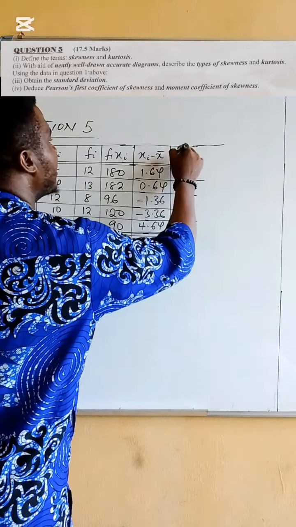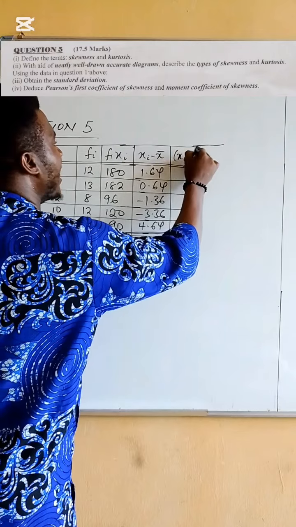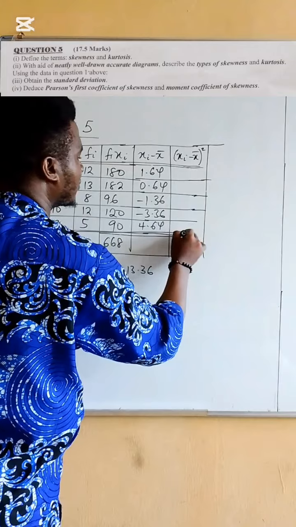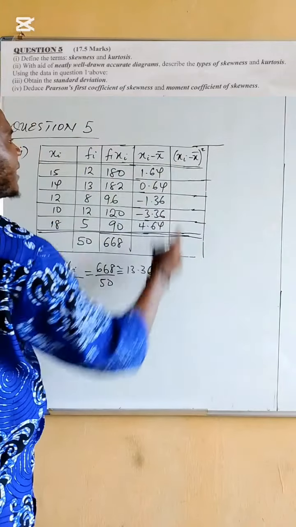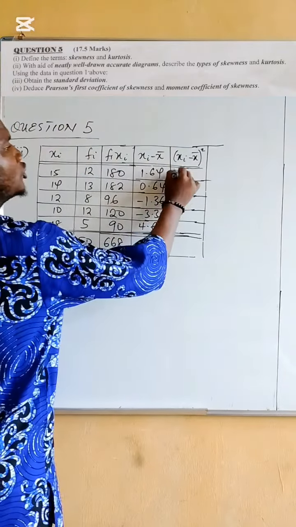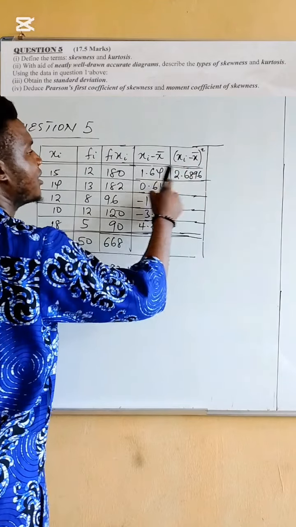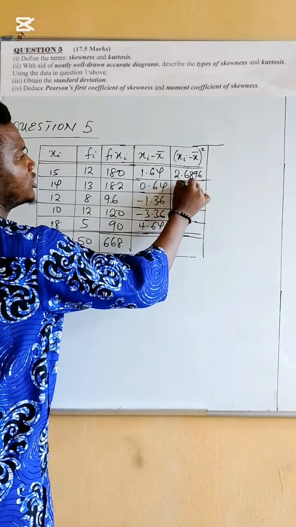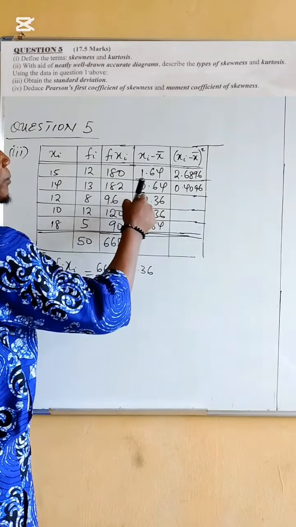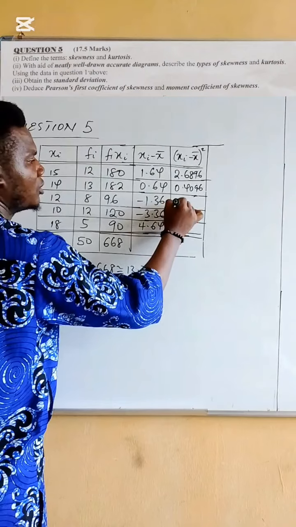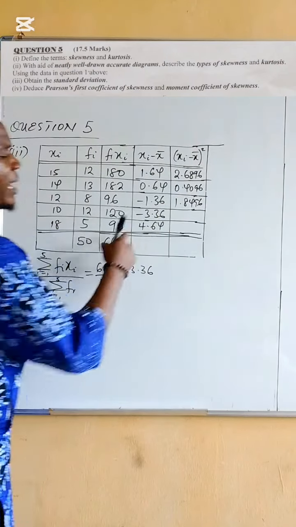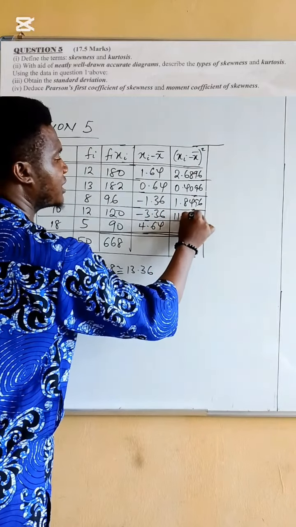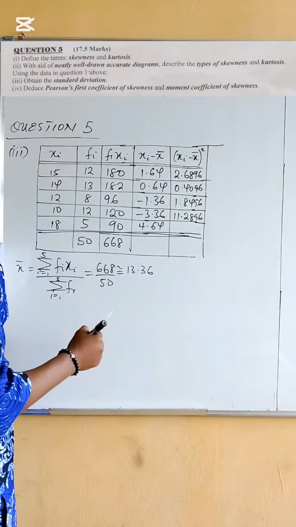18 minus 13.36 gives us what? 4.64. I will compute the next column, bracket xi minus x bar all squared. So let's compute that. What would that give us? Xi minus x bar all squared will give us what? 2.6896 for 1.64 squared. 0.64 squared gives us what? 0.4096. Minus 1.36 squared gives us what? 1.8496. Minus 3.36 squared gives us what? 11.2896. Then 4.64 squared gives us what?